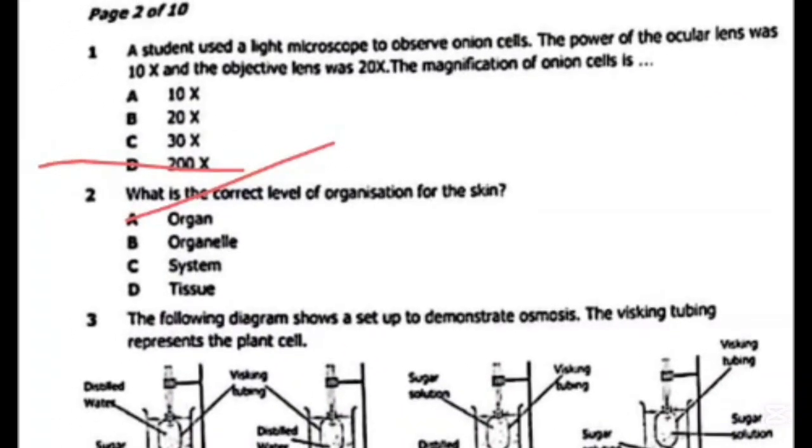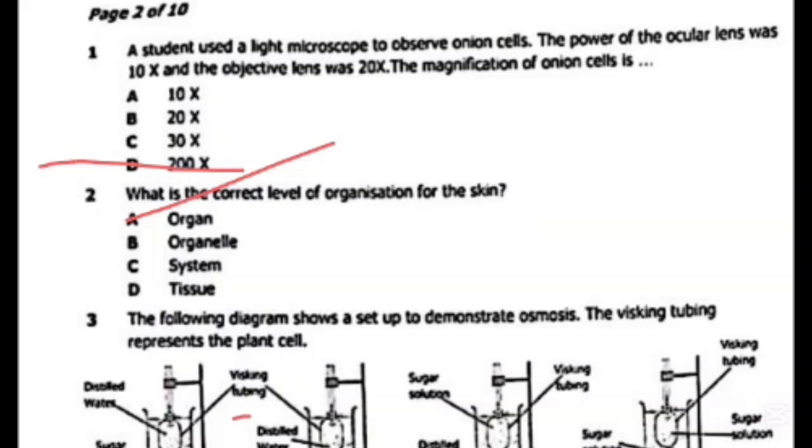Moving on to our question 3. Question 3 is saying the following diagram shows a setup to demonstrate osmosis. The Visking tube represents the plant cell. Here we have the Visking tube, which is this one. Which setup would demonstrate plasmolysis? You have to understand first what is plasmolysis before answering.